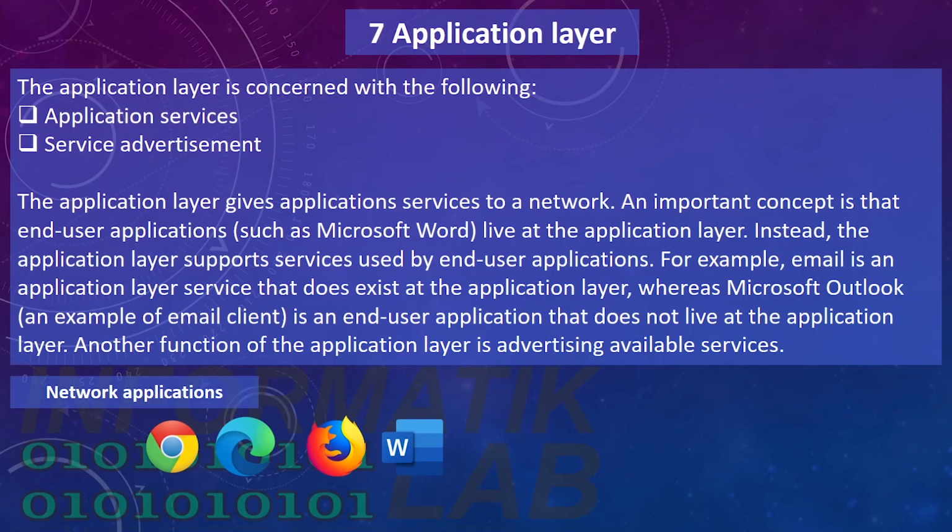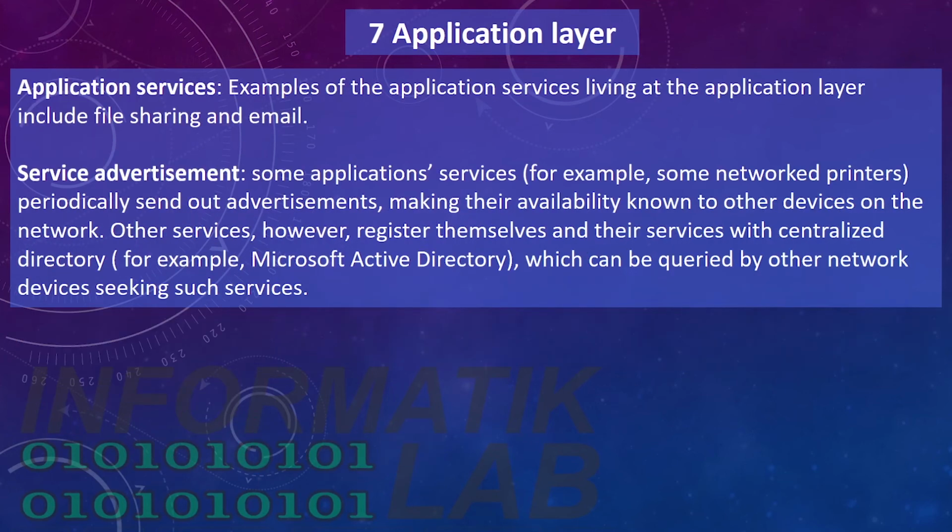All right, so now you can see on the screen the network applications. We have Google Chrome, Microsoft Edge, Firefox, and Microsoft Word. They are network applications managed by the application layer. All right, we also have application services. Examples of application services living at the application layer include file sharing and email.